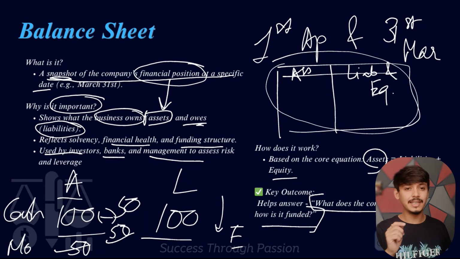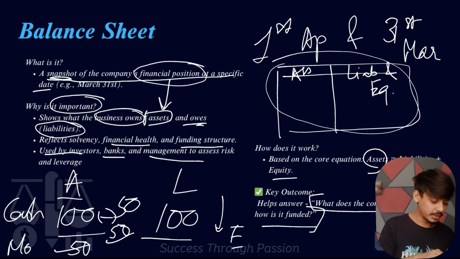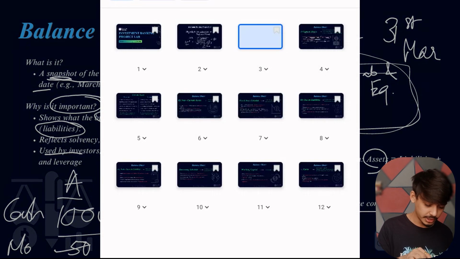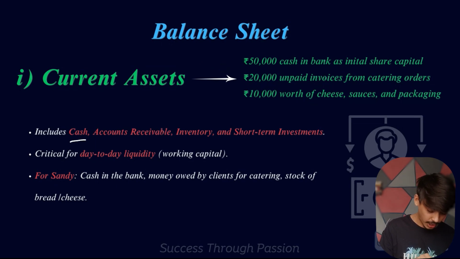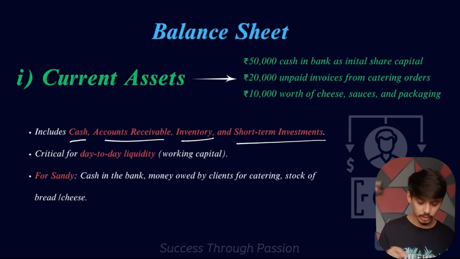Next, we are going to see the line items of the balance sheet, and after completing all the explanation, we will go to building the entire model on Excel. So let's start with the first item of the balance sheet, that is current asset. Over here we have description points about current asset. It includes cash, accounts receivable, inventory, and short-term investment.